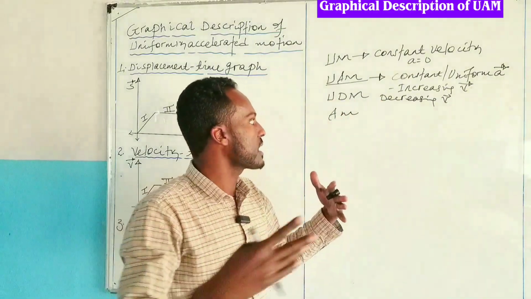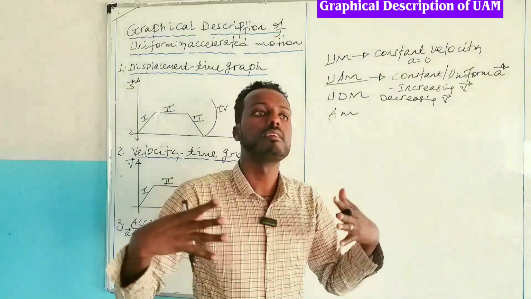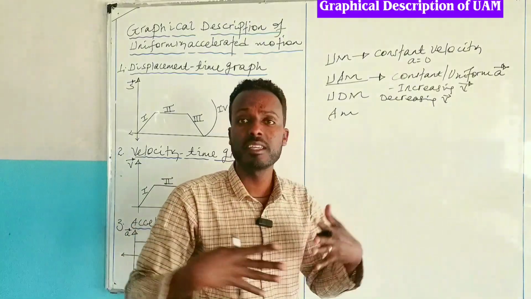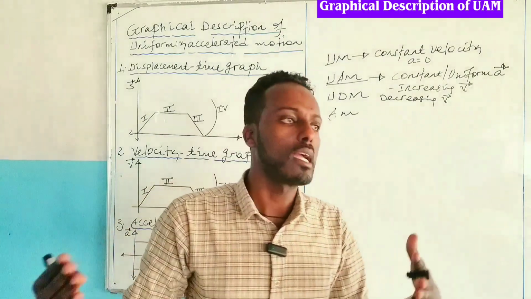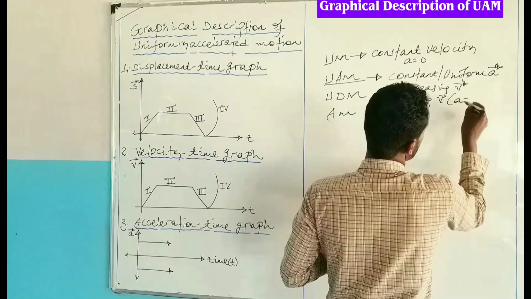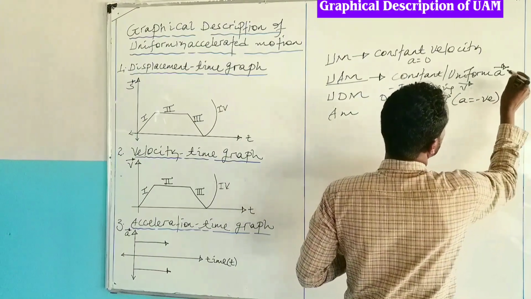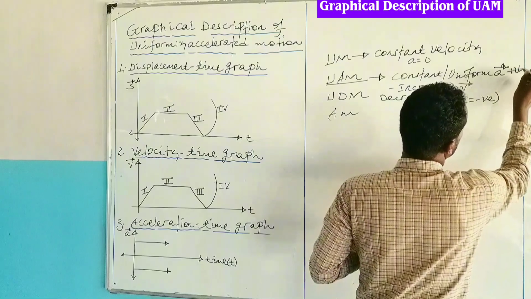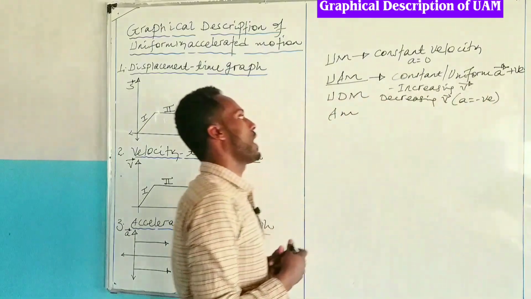So the direction of velocity and its acceleration are acting in opposite directions. Since they act in different directions, acceleration is negative here. Acceleration should be negative here.